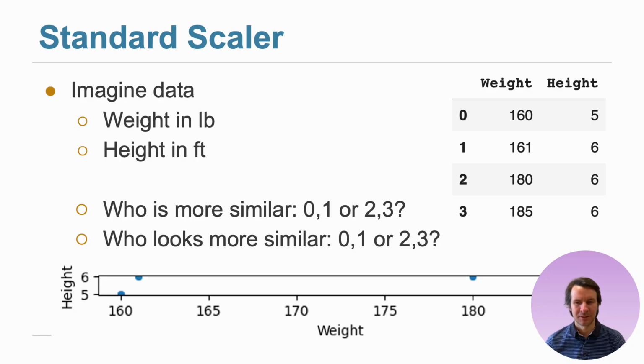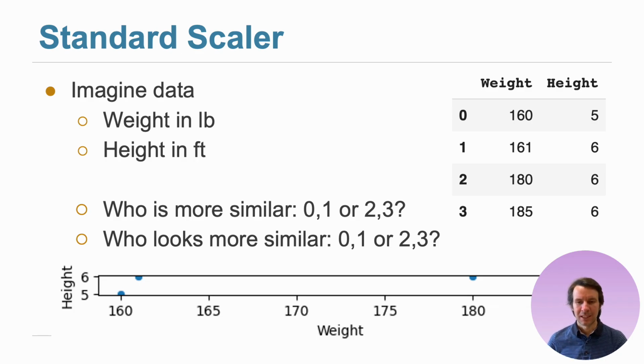So let's look at what we have here. So we have people that have height 5 foot or 6 foot and weight 160, 161, 180 and 185 pounds. Okay? And it's a question, who is more similar, 0, 1 or 2 and 3? Okay? Which people are more similar?